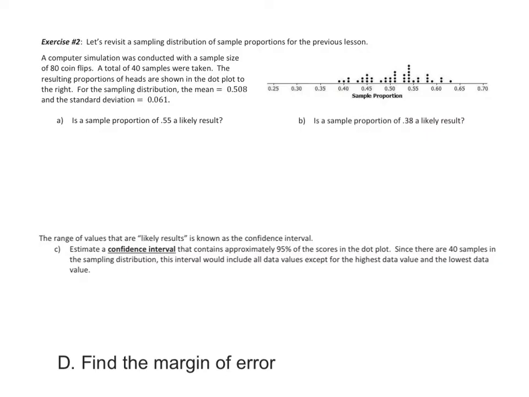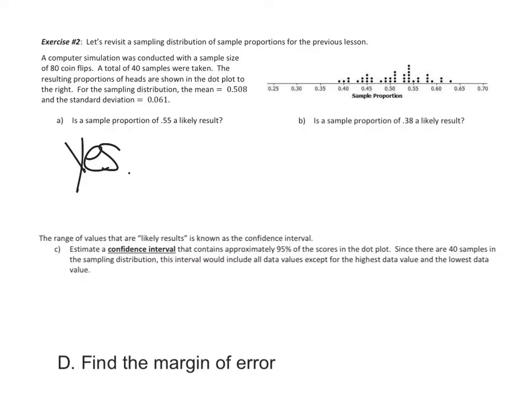So we've talked about this before. Remember, our mean should kind of be in the center of this distribution. So does it make sense that 0.508 right about here is kind of the tipping point? Half the data should be on the left, half the data should be on the right. Our mean should be in the middle. So A, is a sample proportion of 0.55 a likely result? Well, it looks like if my mean is someplace around here, 0.55 is pretty darn close to that. So I would say yes.